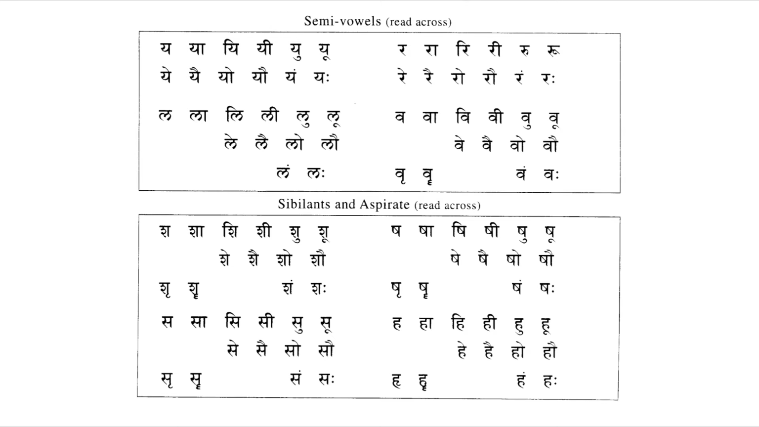At position 3, the semivowel r, derived from the vowel sound r. R, ra, ri, ru, ru. Re, rai, ro, rau, ram, raha. Notice the forms ru and ru.